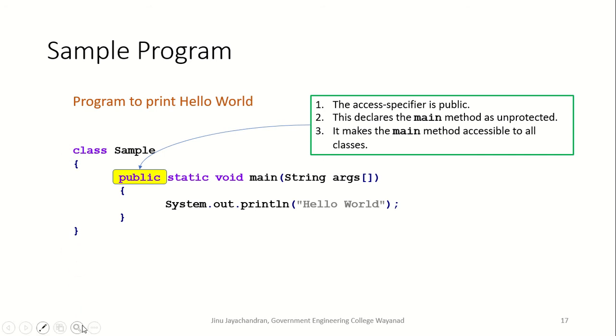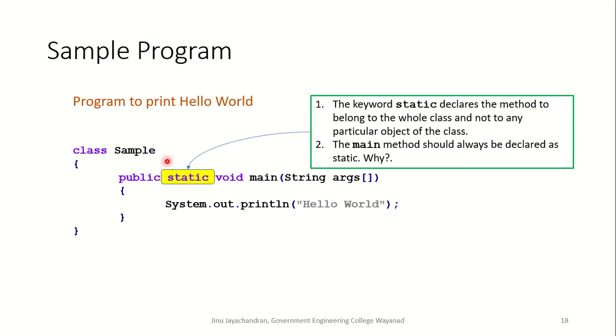So if you define something outside this class and you try to access main, you can access it. It makes the main method accessible to all classes. So whatever classes you define outside this class, you can still access the main method.